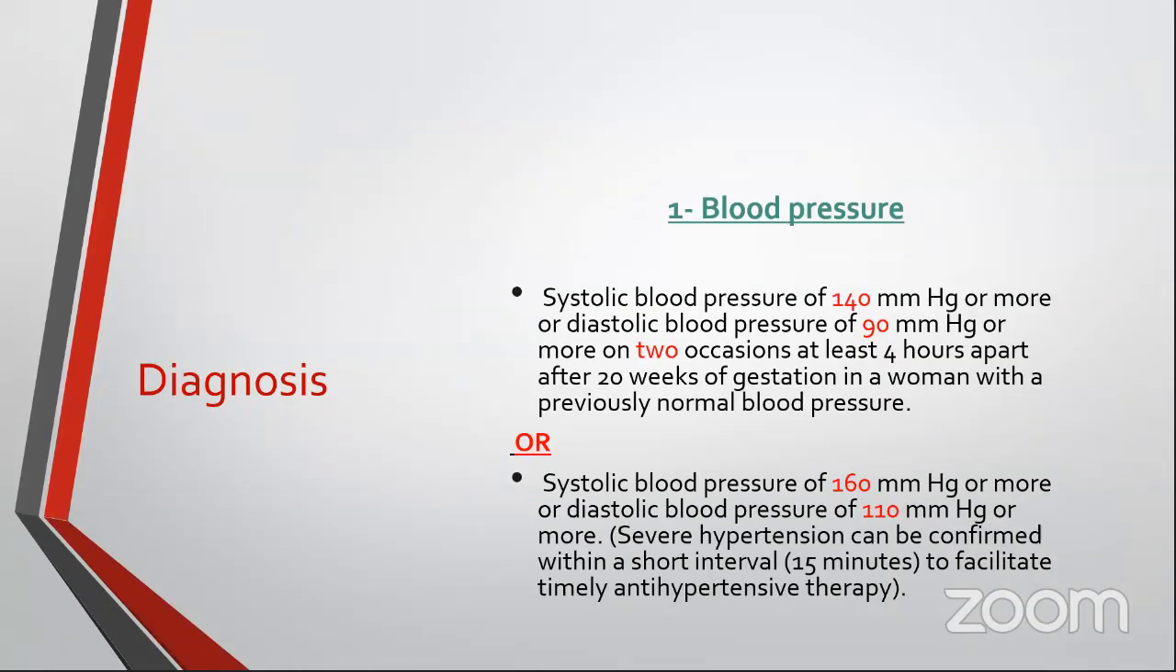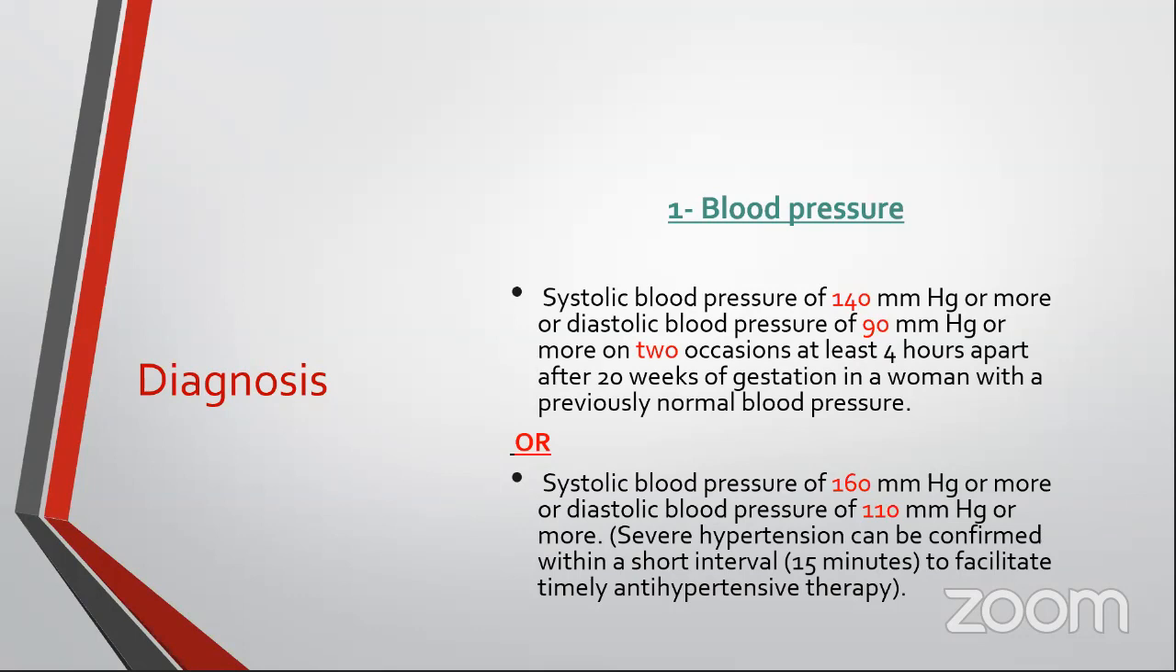To diagnose hypertensive disorder, we need two things: blood pressure and checking protein in urine. To consider a patient as hypertensive, systolic blood pressure should be 140 or more, or diastolic pressure 90 or more, on two occasions 4 hours apart.